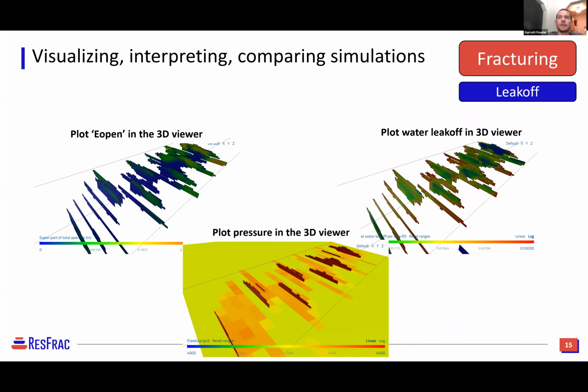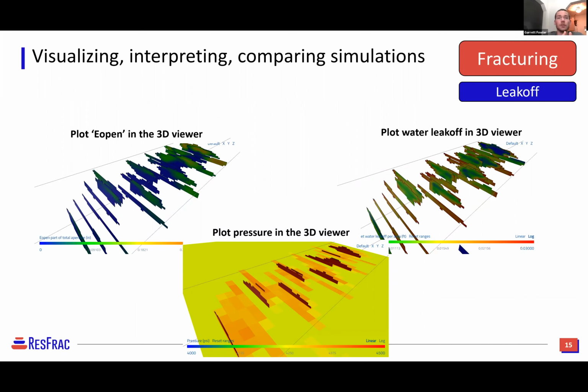And then finally, in the realm of fracturing, the last thing I like to look at is leak-off. And where is leak-off occurring? And predominantly, are my fractures closed prior to production? There's a very useful property in the 3D viewer called E-open. E-open is the aperture that is not mechanically closed. So a mechanically closed aperture could be non-zero because you're closed on top of proppant.